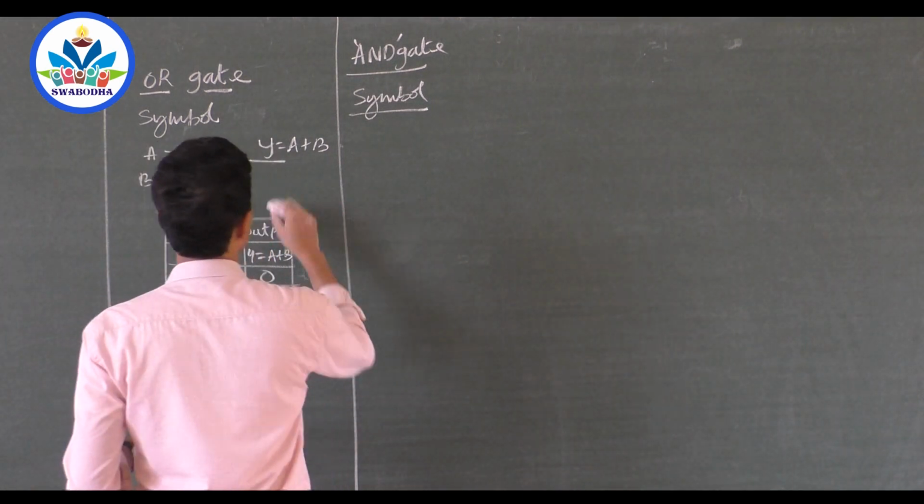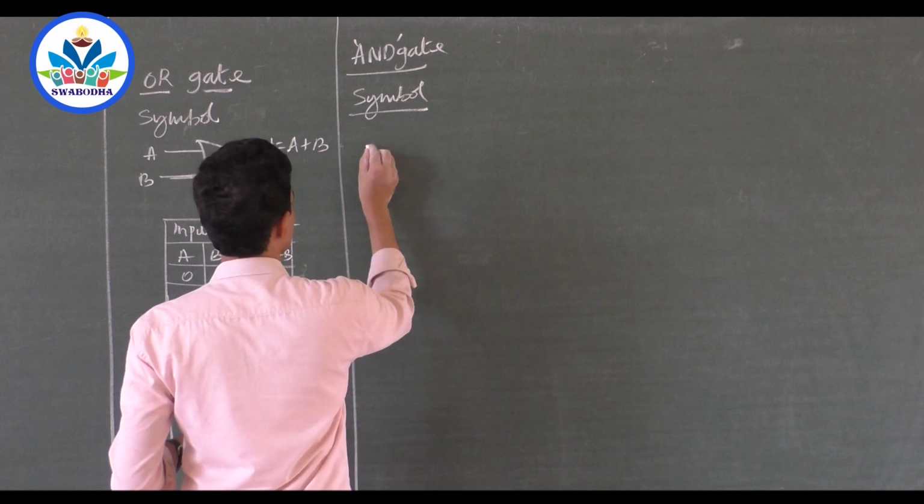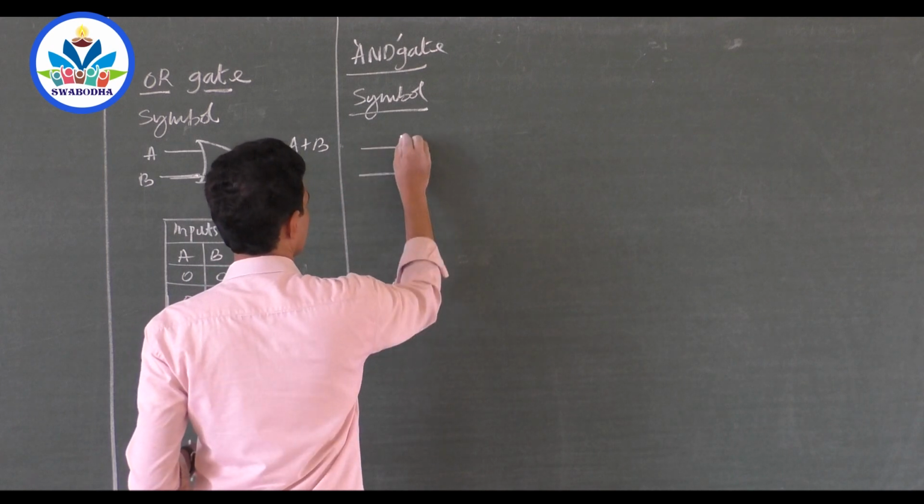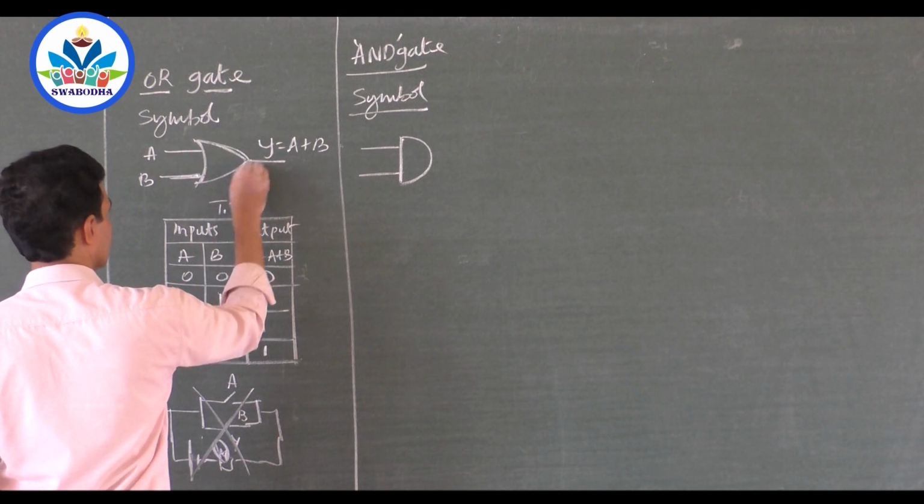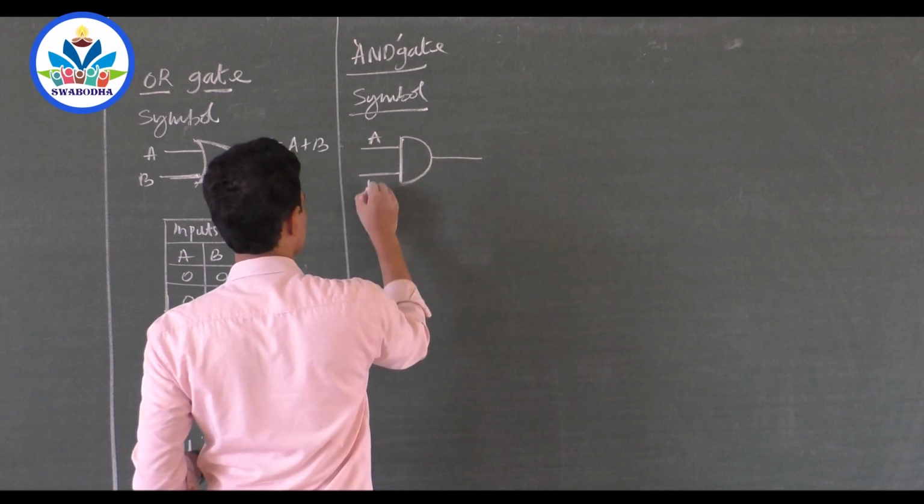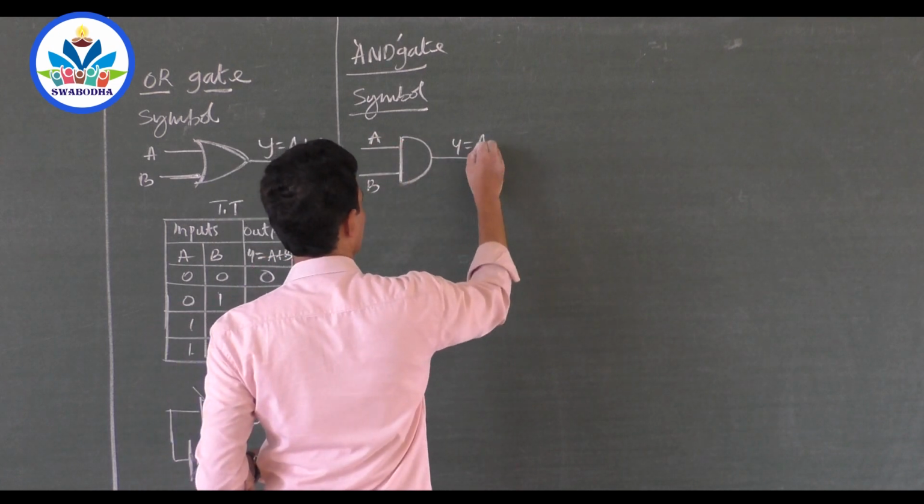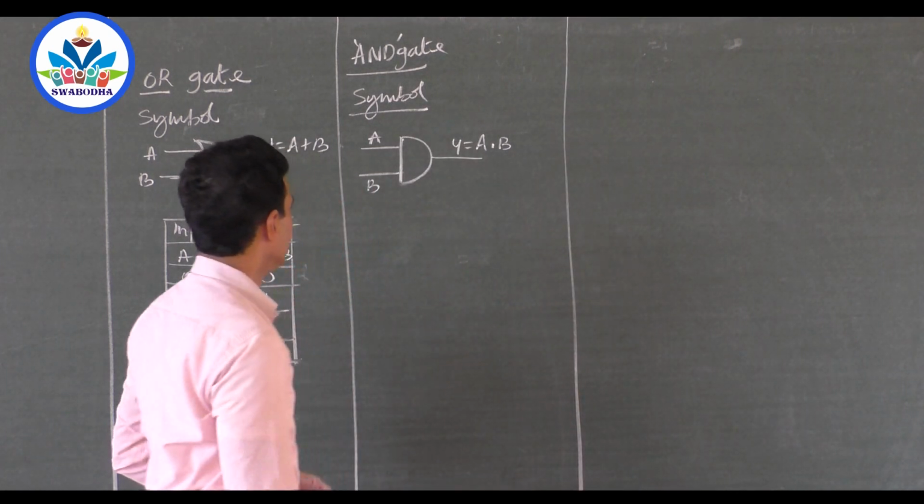This is the logical operation representation, and the symbol is like this. This is flat and this is curved. Here this is curved, this is more curved like a pig, and this is like a smiley. So this is A, this is B, Y is equal to A and B, A dot B. It is not multiplication, it is A and B.